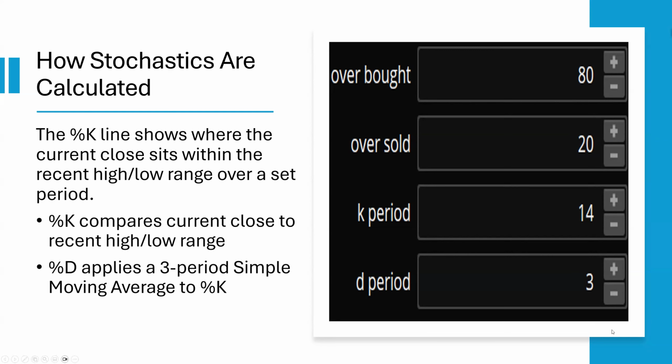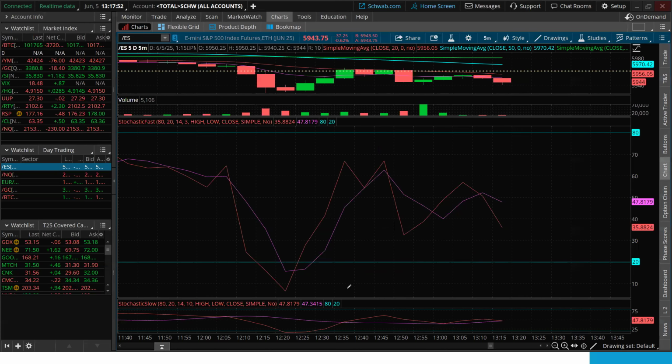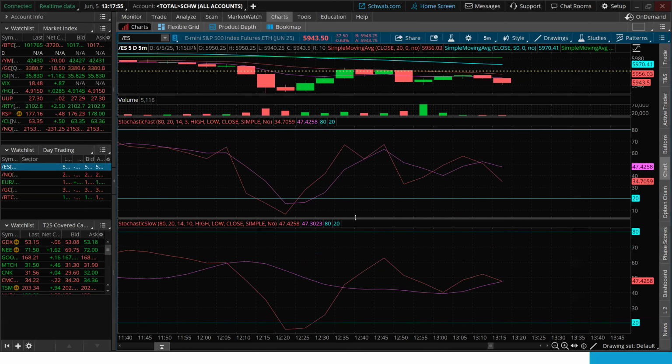Now, the two types of stochastics, and these are going to be the exact same parameters on them, but the two types of stochastics you have, and it once again kind of goes to the conversation of, do you use a really fast stochastics? Do you use a slower stochastics?